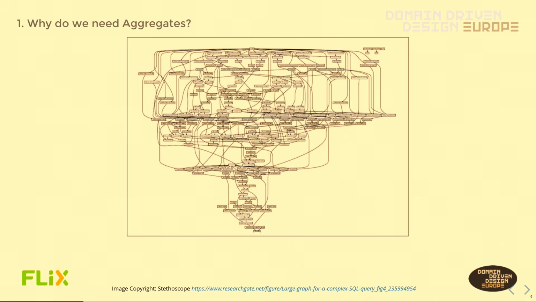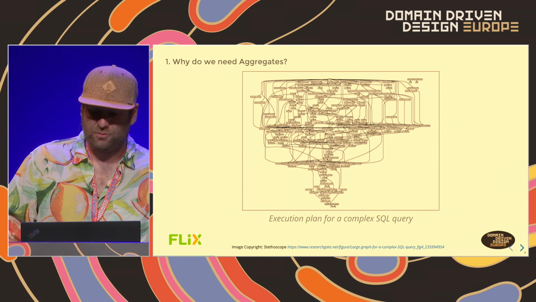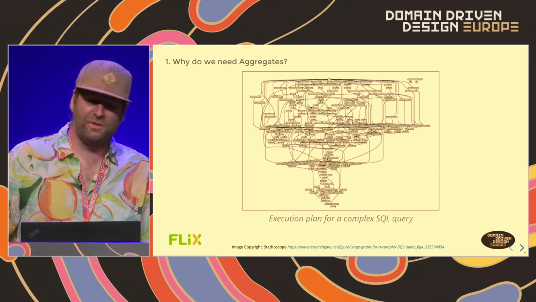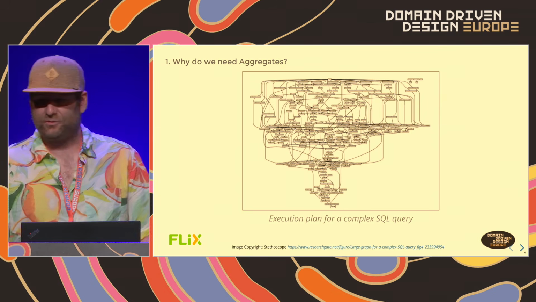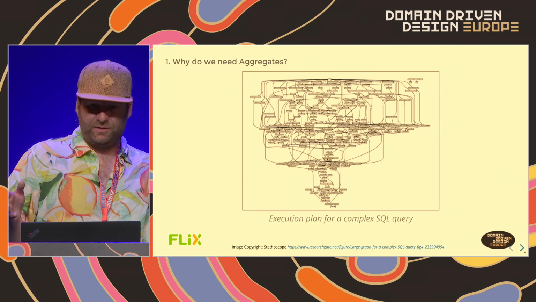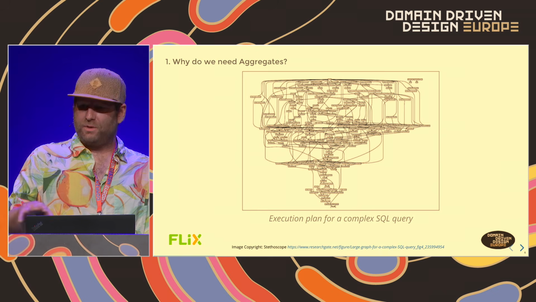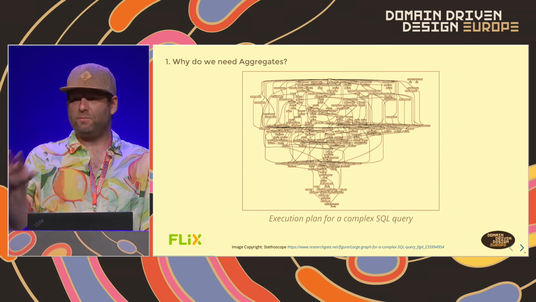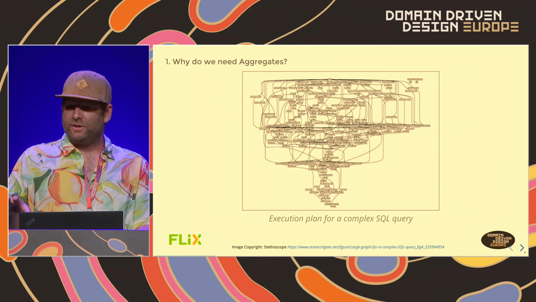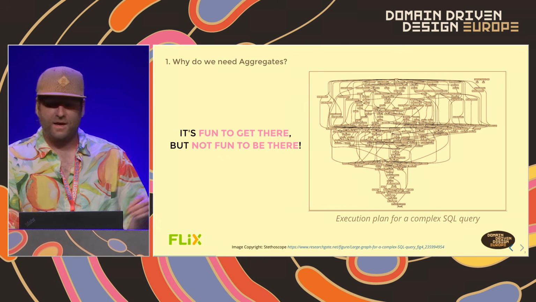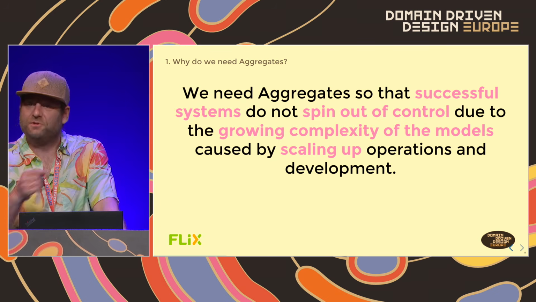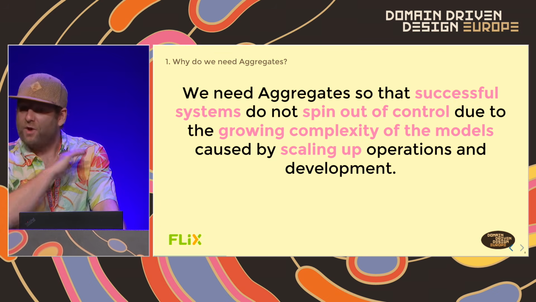No? OK. It's an execution plan for a complex SQL query that involves more than 100 tables, right? And you might think, oh, well, our system will never get there, right? I mean, there's just, I don't know, 4 or 5 entities right now. The problem is when your product or your system becomes successful and you scale up operation, you scale up development, it gets very fast to become there. And it's fun to get there, actually, but it's not fun to be there. So the ride there is very nice.